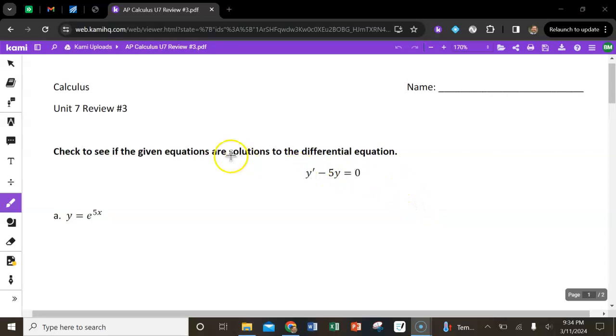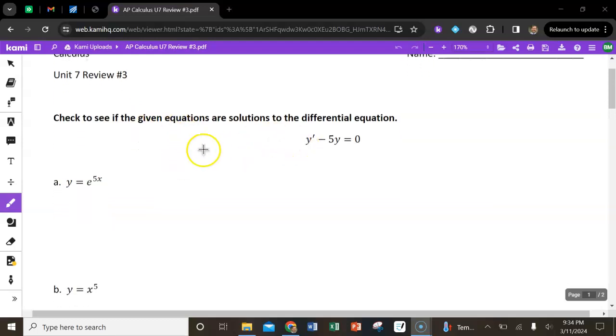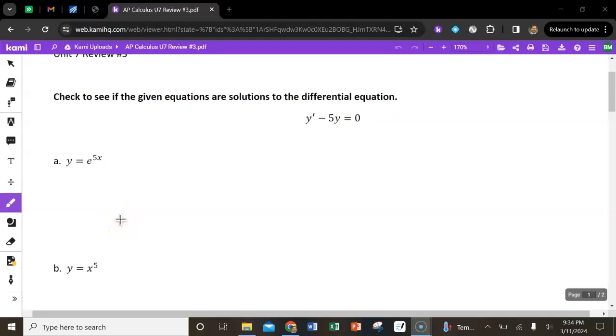All right, there's a request for me to go over one of these reviews, so I'm going over review number 3. First question is to check to see if either one of these is a solution to this differential equation. The first thing you want to do is look at the differential equation and see which derivatives you need. So we just have a y prime, so we just need the first derivative of each one of these.